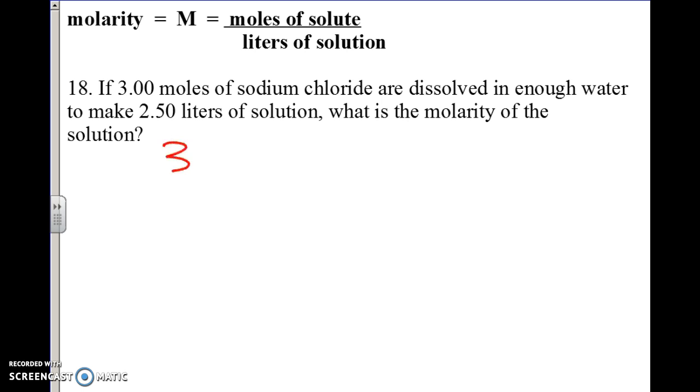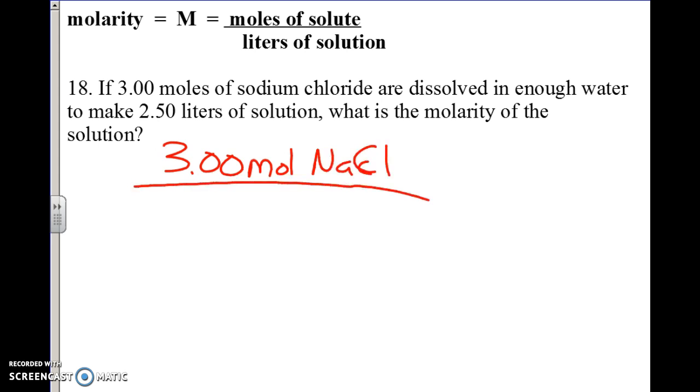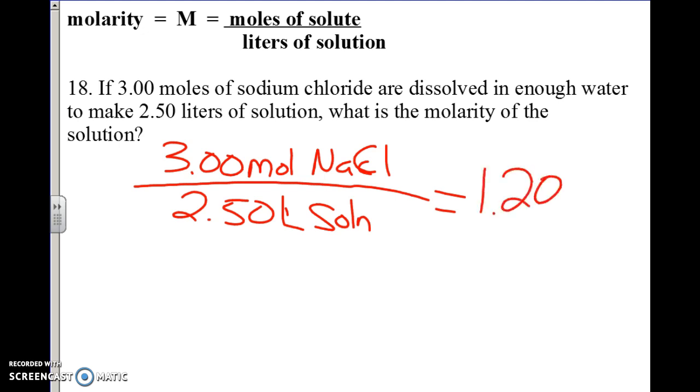So in this problem we have 3.00 moles of sodium chloride, NaCl. That's the moles. And liters of solution, we have 2.50 liters of solution, and this is how we represent solution. You do the math on that, and you find out that that is 1.20. That'd be moles per liter or molar. So that's about the only time that the big M actually shows itself in problems.